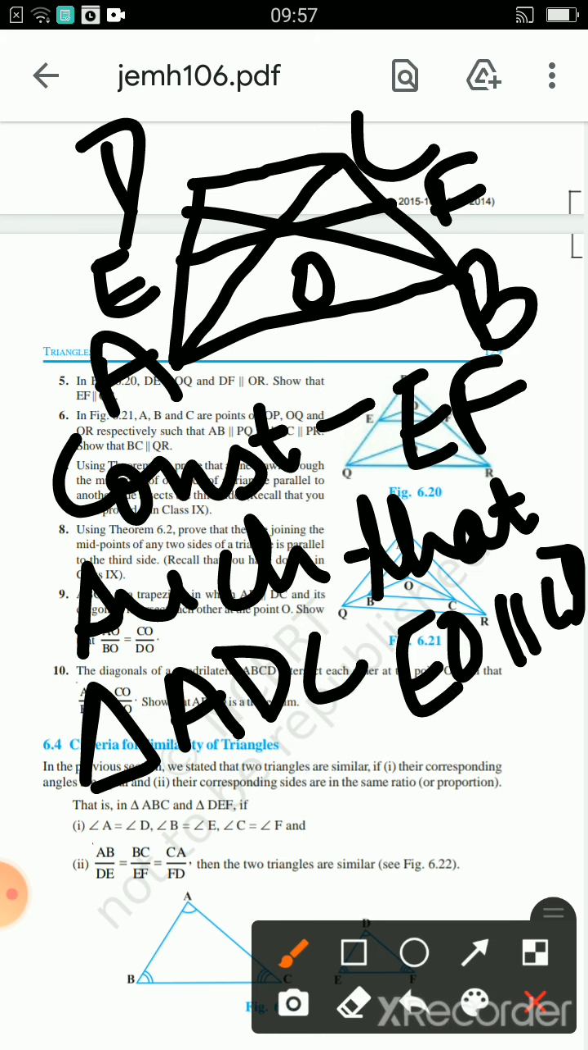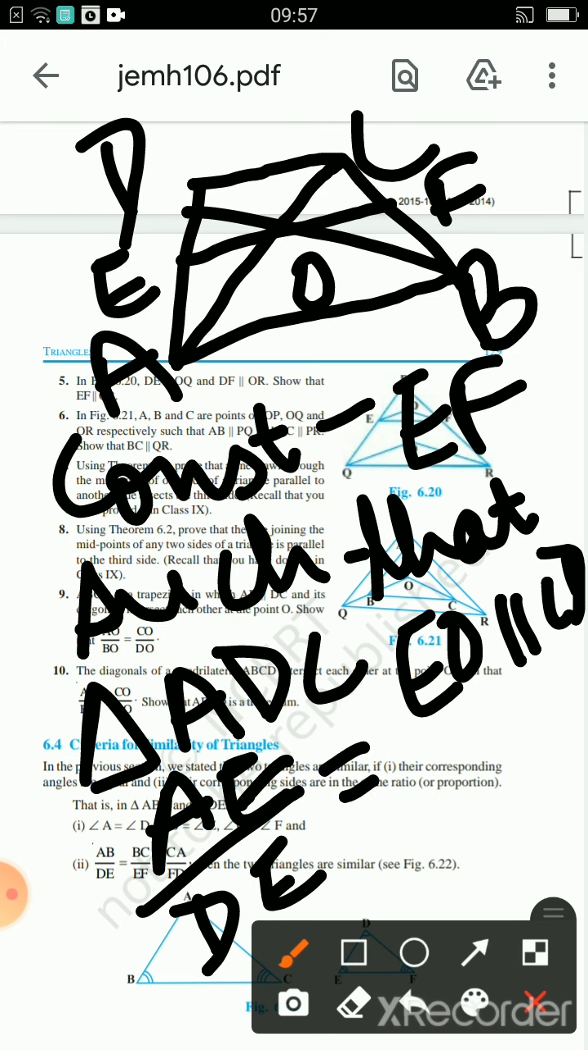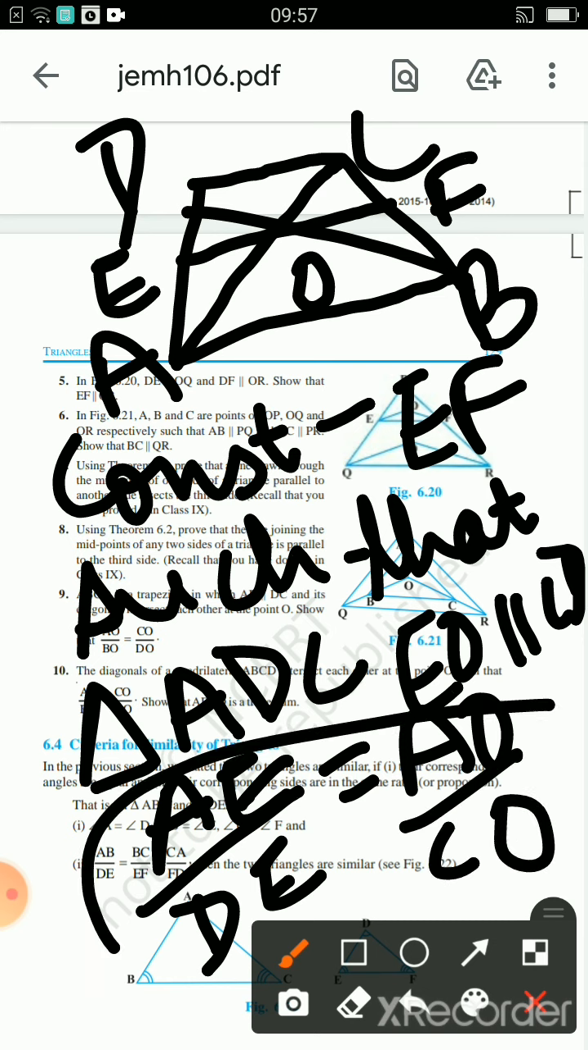Now, because we are saying the line is parallel, by BPT theorem, if you draw a line parallel to one side of a triangle intersecting the other two sides at distinct points, then it divides the remaining two sides in equal ratio. So we can write AE upon DE is equal to AO upon CO. You get this result from this triangle.